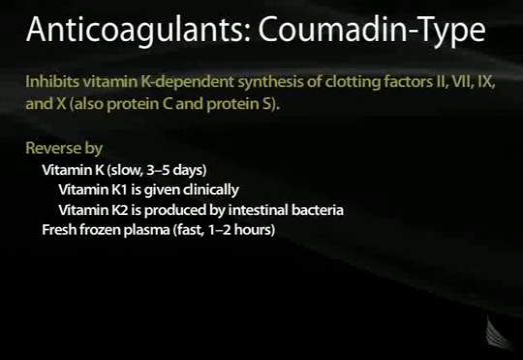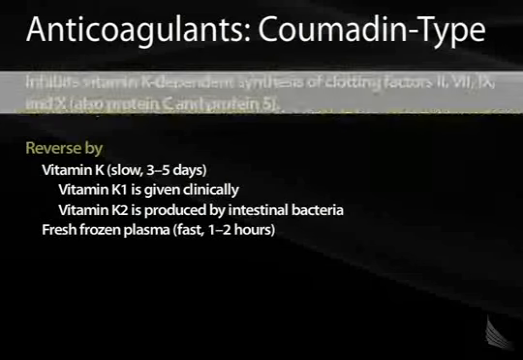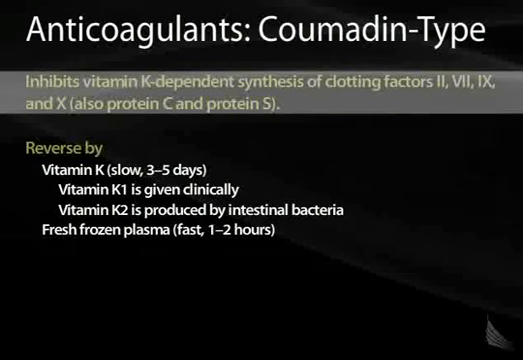Toxicity of Coumadin-type anticoagulants is a very important topic, and is something that you'll run across in your practice for sure. Coumadin works by inhibiting vitamin K. And remember that vitamin K is responsible for the production of clotting factors 2, 7, 9, and 10, as well as the anticoagulant proteins, protein C and protein S. These are procoagulant, these are anticoagulant, but they're all vitamin K dependent.